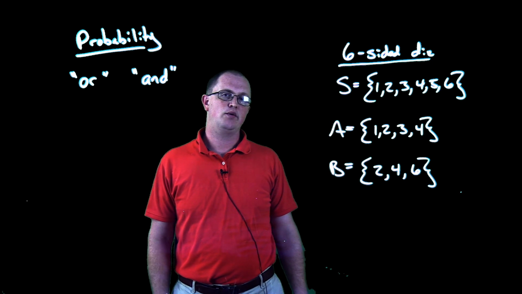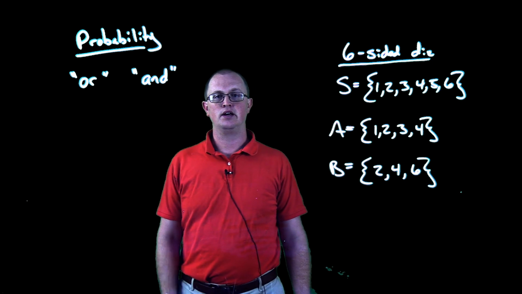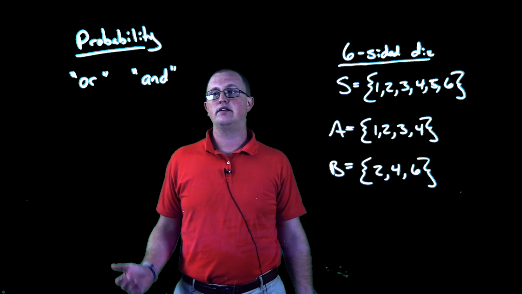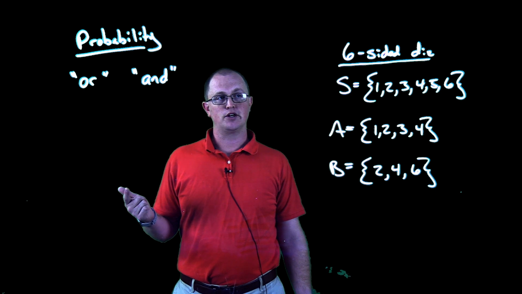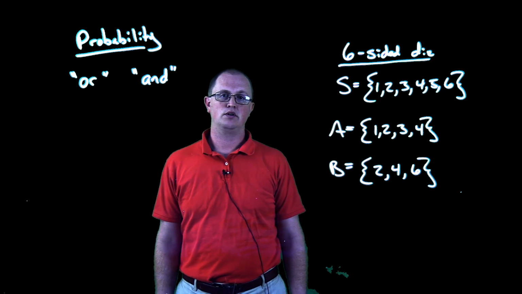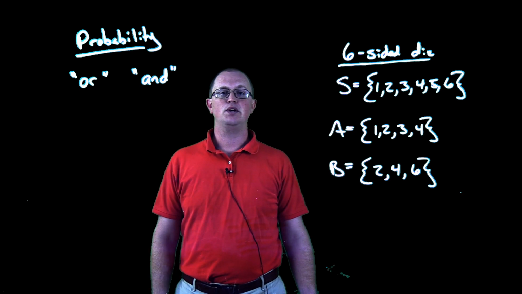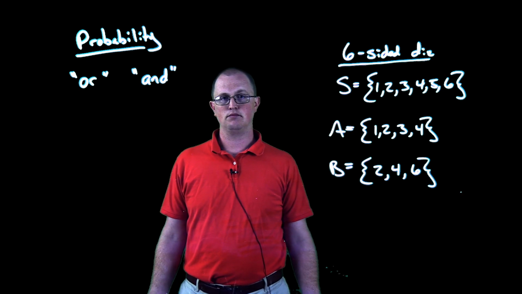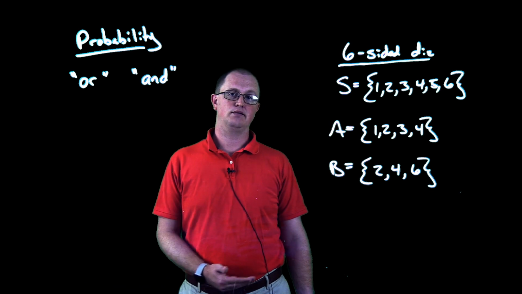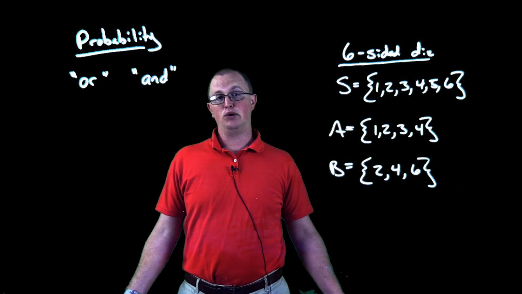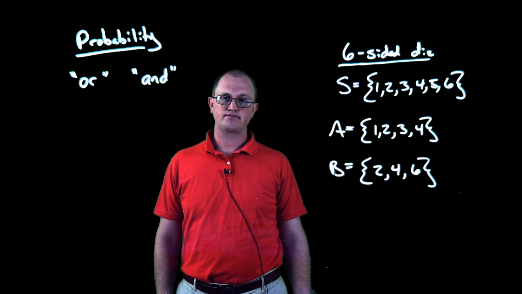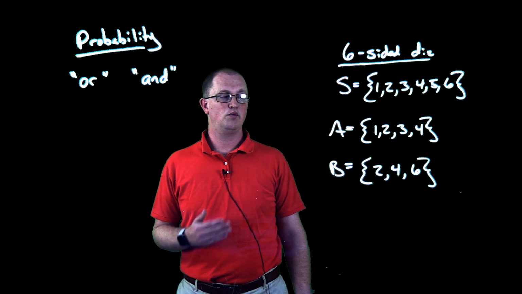So we want to talk about how we can take events A and B and combine them to make new events. The first word we're going to talk about is "and". In the English language, whenever we say "and", we mean two things that happen at the same time. If you say, I want to eat a hot dog and a hamburger, you're going to eat both. If you just eat a hot dog, that statement's not true. The same thing goes with combining events.